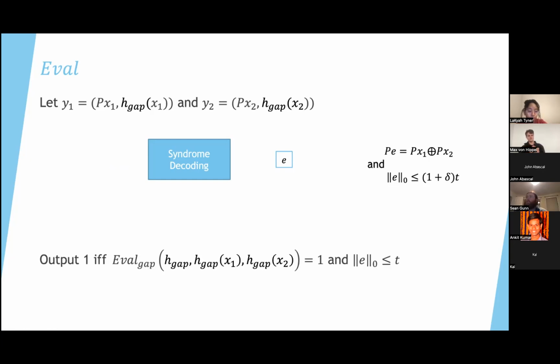All right, so we output 1 if and only if this eval gap, which is the evaluation function from the prior works, which we're again using in a black box way, is equal to 1. Additionally, we check that the Hamming weight of that error vector E is less than or equal to T. If these two things are true, we output 1, and we can conclude that the distance between x1 and x2 is in fact less than or equal to T.